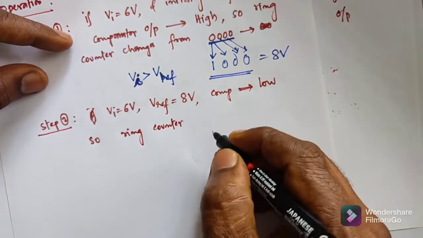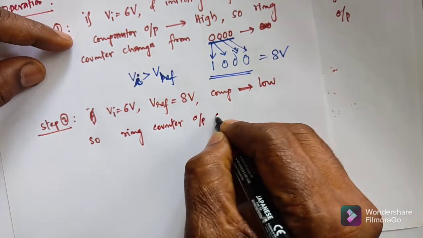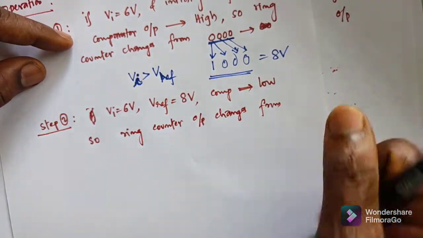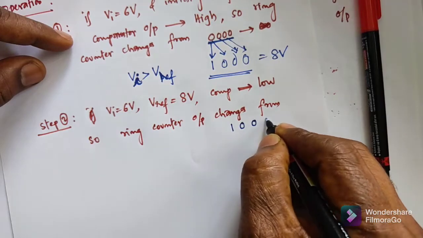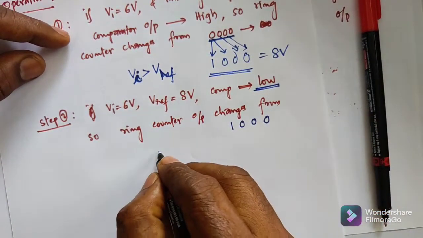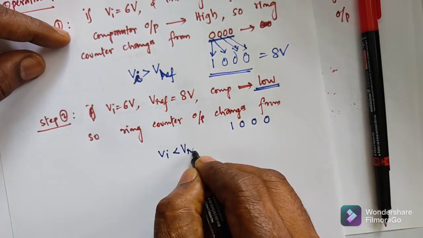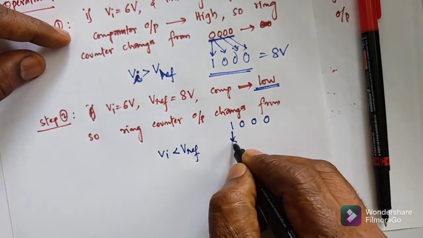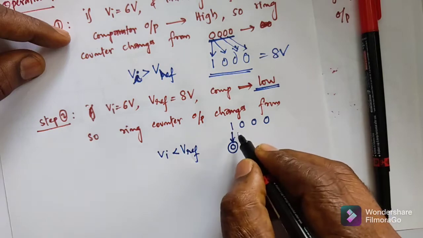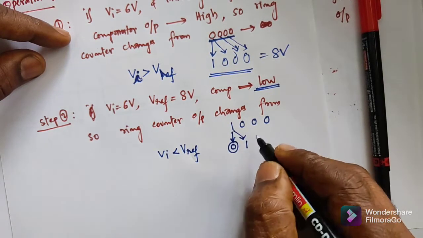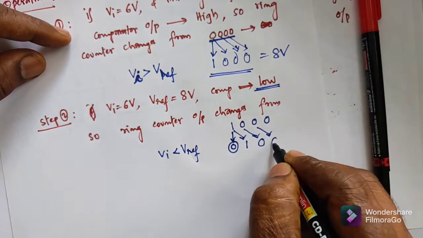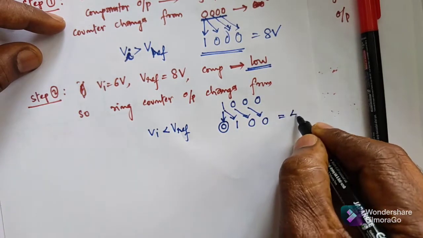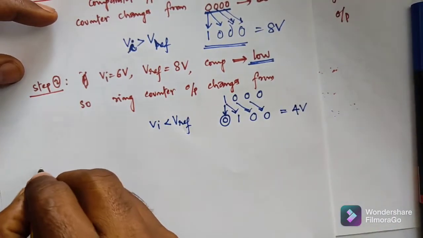For comparator low, what about the ring counter output? The ring counter output is purely based on the comparator output. Initially the value is 1 0 0 0. If the comparator output is low, that indicates the VI value is less than the V reference value, so this is a negative result. The MSB is replaced by 0 and the 1 is shifted right by one. Like that you can design this. So the result is 0 1 0 0, that value is 4 volts. Okay. Next, step 3.